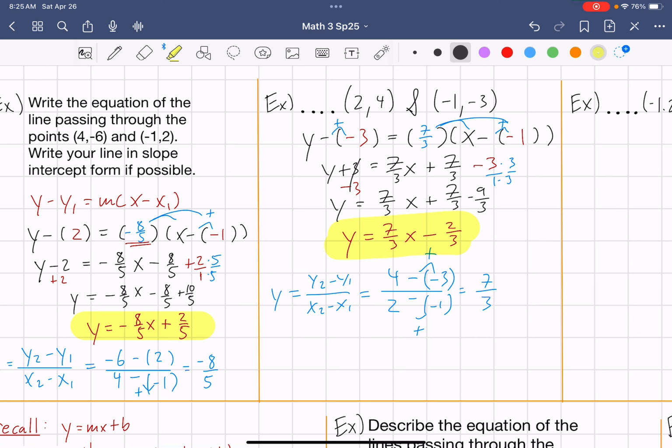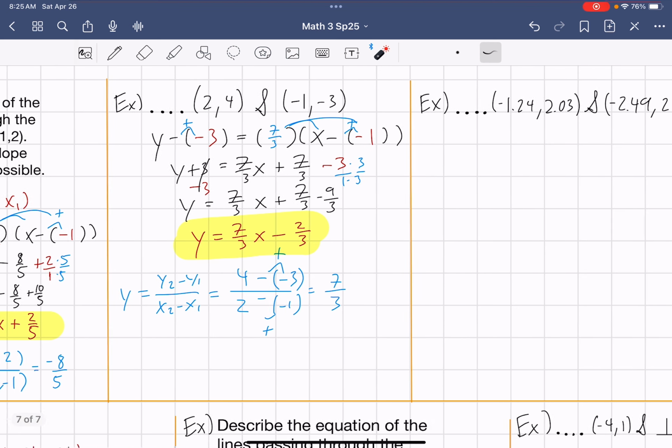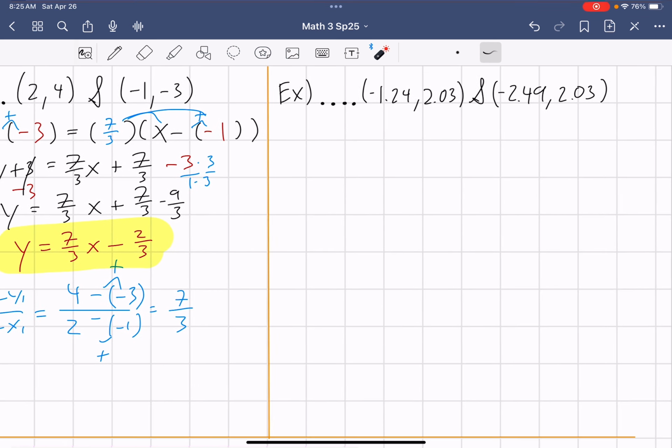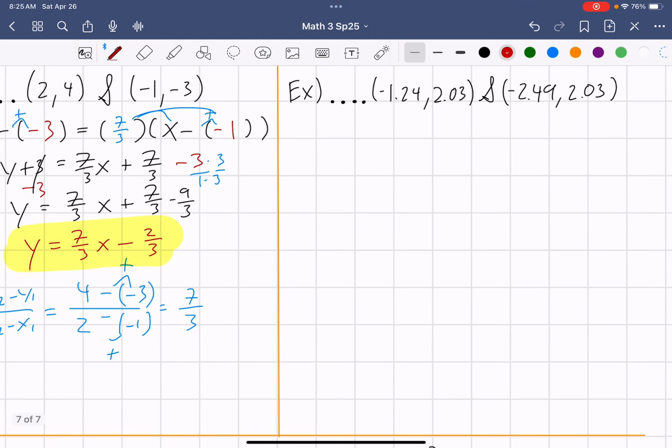Again, if you need to see it again, just rewind it and watch this part. But once you see them, you kind of get the hang of them. So once again, let's just start with finding our slope first this time. Because we know we have 2 points, we need to find the slope. And then we'll plug into the point slope form.